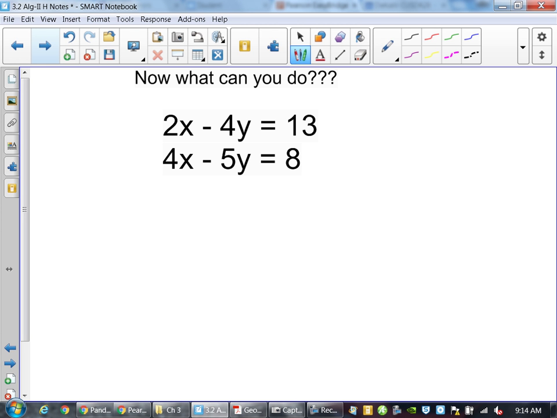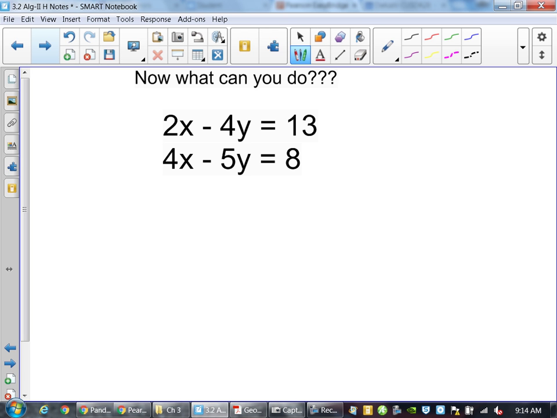Rochelle's horrible. If I look at one like this, it's not as easy to decide which one you want to do. I mean, you can do multiple methods. So if we have 2x minus 4y is 13, 4x minus 5y is 8. Let's double it. Double which one? The top one? Bottom one. If I double the bottom one, is that good? It's not going to get me anywhere, is it?